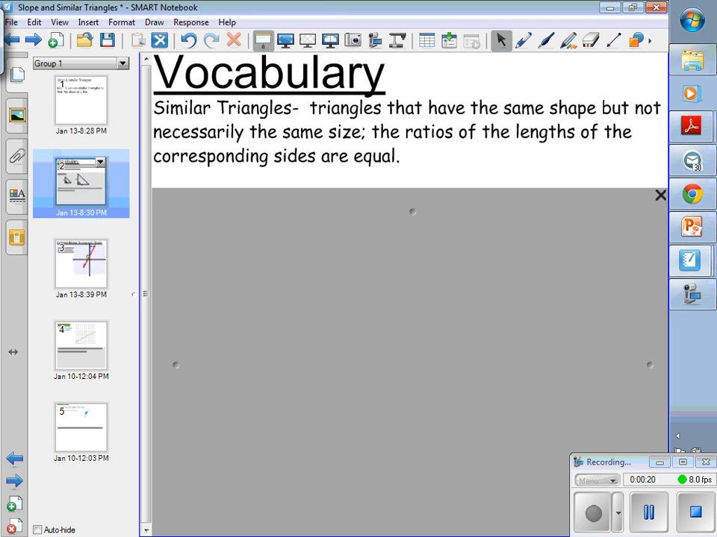Vocabulary. Similar triangles are triangles that have the same shape but not necessarily the same size. The ratios of the lengths of the corresponding sides are equal.